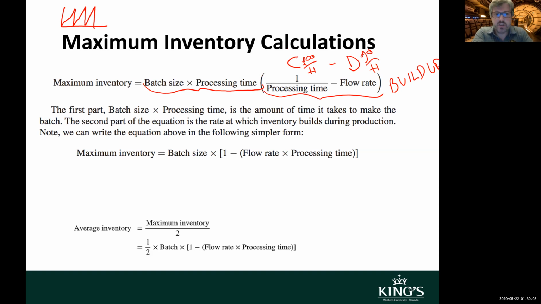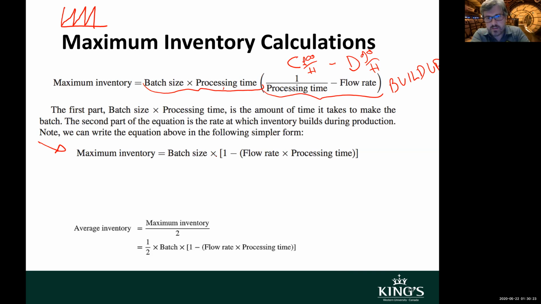So I can simplify this a little bit more. 1 divided by processing time minus flow rate. I have processing time over here too. So I can think about the same equation in a simpler format: batch size times 1 minus flow rate times processing time.